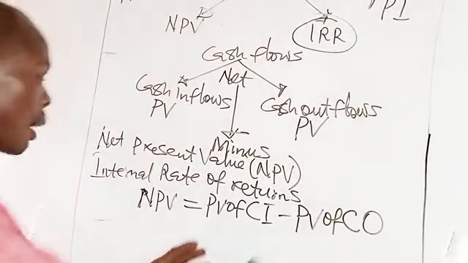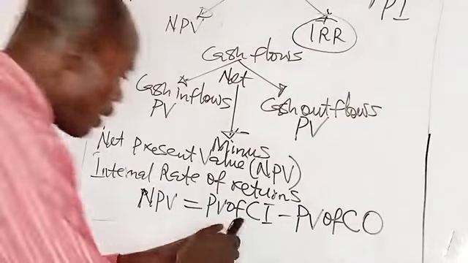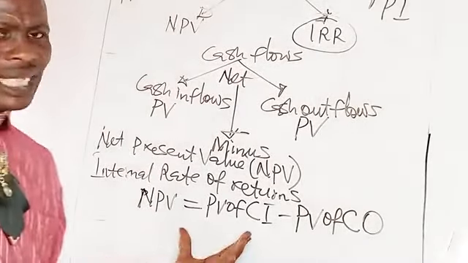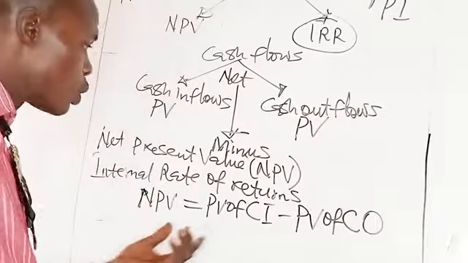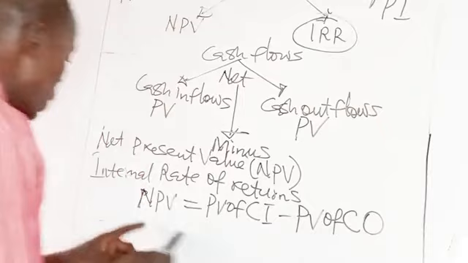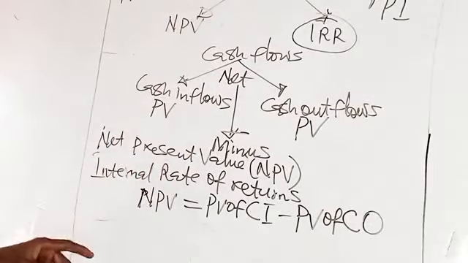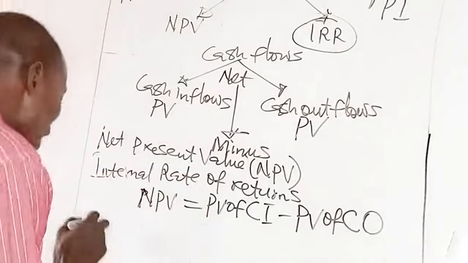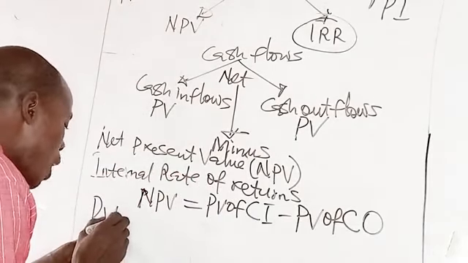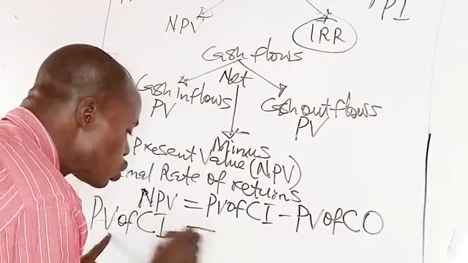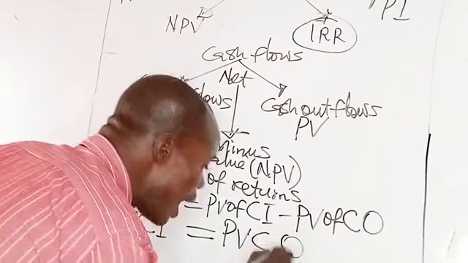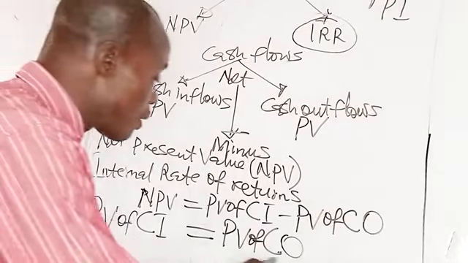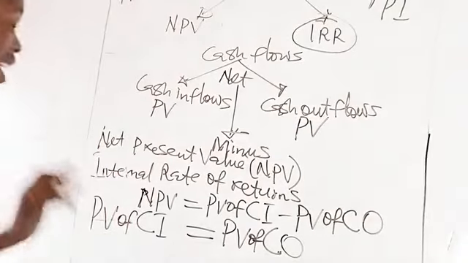But there is a rate of returns that if you use such rate of returns, this will be equal to this. The rate of returns that equate the present value of the cash inflows to the present value of the cash outflows, that rate is said to be the internal rate of returns. I repeat, internal rate of returns is the rate of return that equates the present value of cash inflows to present value of cash outflows.